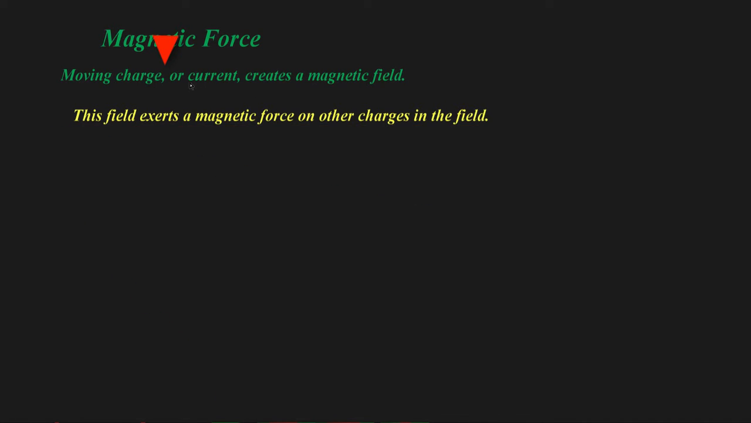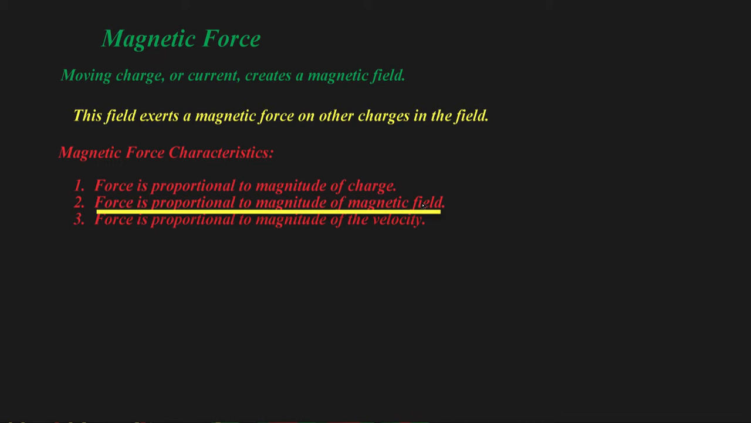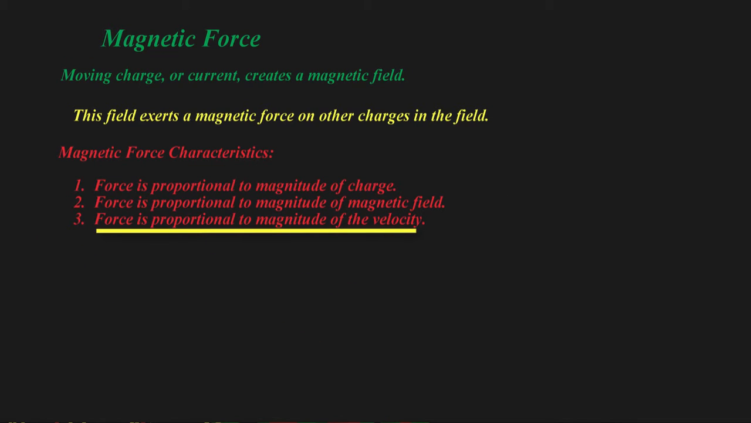All right? So we've got something moving. It's creating the B field. The B field is going to be then creating a force on anything around it. So magnetic force depends on a few things. It's going to depend on your charge, the magnitude of the charge. It's dependent on the magnitude of the magnetic field and the velocity. Those are what dictate the magnetic force.